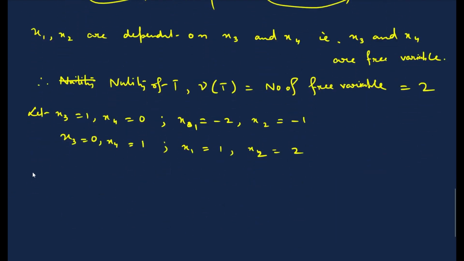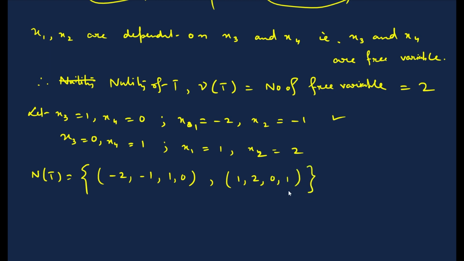Okay, so now what is N of T? N of T is, what is x1 for this particular set? It's minus 2, minus 1, 1 and 0 as one element, and the second element is 1, 2, 0 and then 1. Okay, so how many elements do you see here? 2 elements. So that's why the dimension is what? 2. So if you use this particular rule, that is number of free variables, from here also you can see that only 2 elements are there.